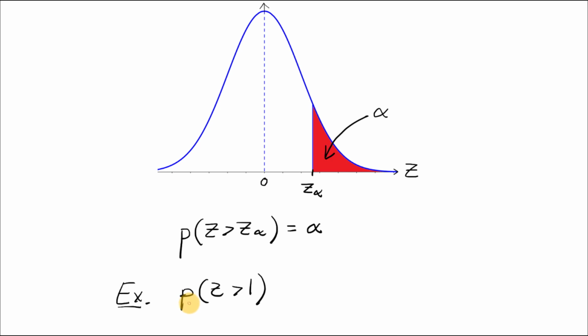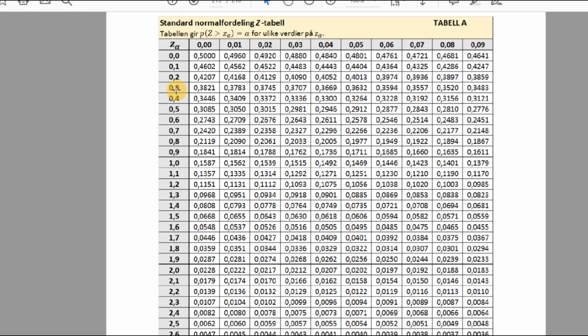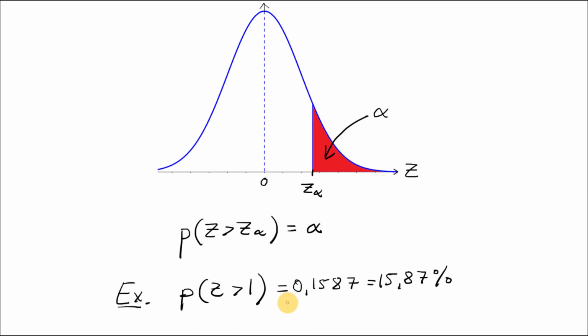For example, let's say that we want to find out the probability for z being larger than 1. Here, z-alpha is equal to 1. So we go here in the table to 1, and we have no second decimal then. So we read off alpha here, 0.1587. So the probability is 15.87%.